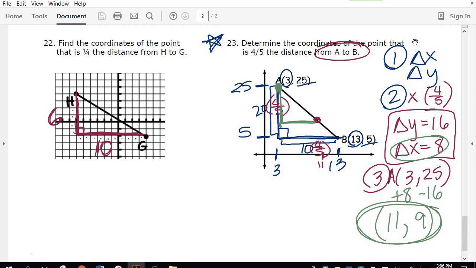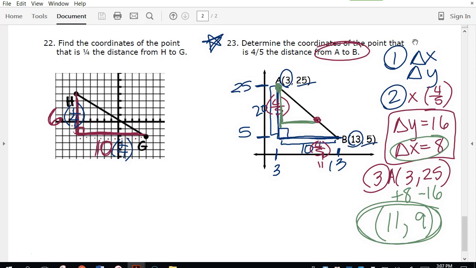This is easier. They gave us a grid. Thank goodness. Delta x is 10. Delta y is 6. Now what do we do? Multiply by 1/4. Multiply by that fraction. I don't want to go up 6. I want to go 6 times a fourth. I want to go 10 times a fourth. These are not going to be whole numbers.